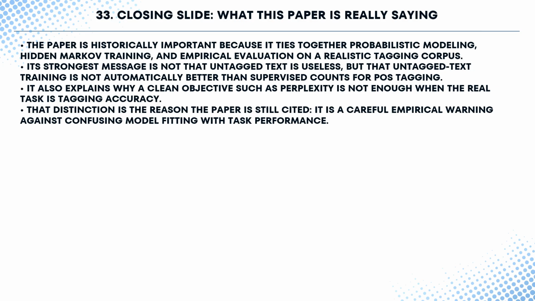This slide summarizes the broader impact. The paper is historically important because it ties together probabilistic modeling, hidden Markov training, and empirical evaluation on a realistic tagging corpus. Its strongest message is not that untagged text is useless, but that untagged text training is not automatically better than supervised counts for POS tagging. It also explains why a clean objective such as perplexity is not enough when the real task is tagging accuracy.